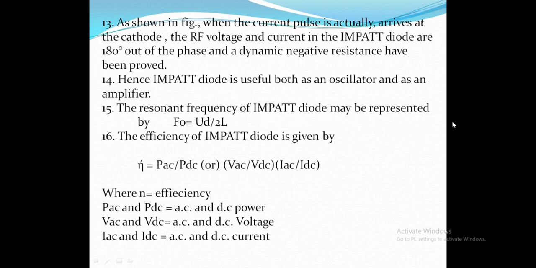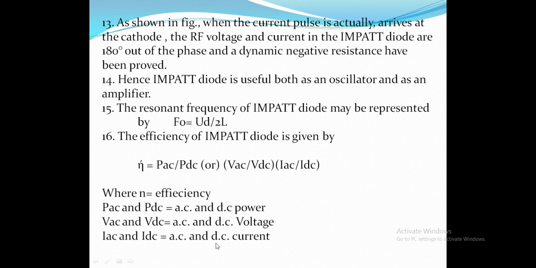The resonant frequency of the impact diode is f0 equals vd by 2L. The efficiency of the impact diode, eta, is equal to PAC by PDC, that is equal to VAC by VDC into IAC by IDC. Here eta is the efficiency, PAC and PDC are the AC and DC powers, VAC and VDC are the AC and DC voltages, and IAC and IDC are the AC and DC currents.